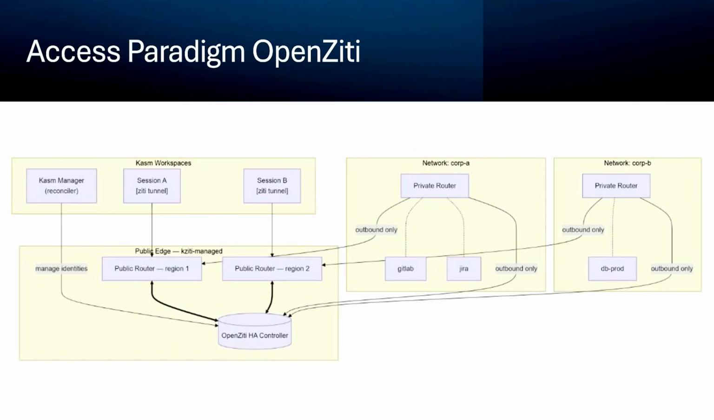Identities themselves are certificate-backed objects. Every user, every workspace, every router has an identity. Identities are enrolled with the controller and carry cryptographic credentials. They are the subject of every access policy.